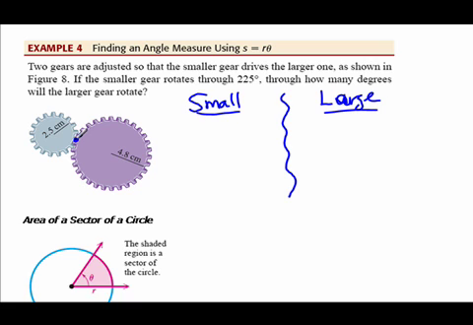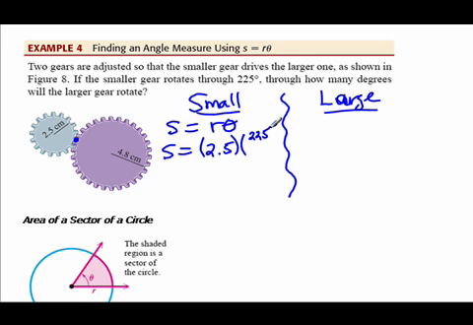If you were to imagine this point where the two gears touch, and now we rotate the smaller gear 225 degrees, let's see how far that point that I identified moves. That's the same thing as saying let's simply find the arc length. So we have S equals R theta. Again, we're going to have to convert your degree measure into a radian measure. To find that arc length, the radius of the small gear is 2.5, and we're going to multiply that by our radian measure, which would be 225 times pi over 180.